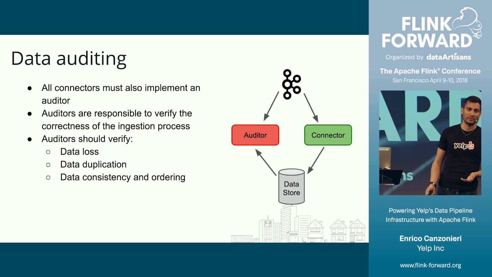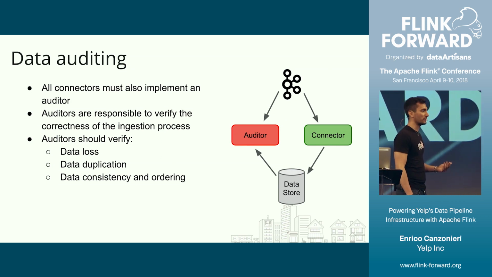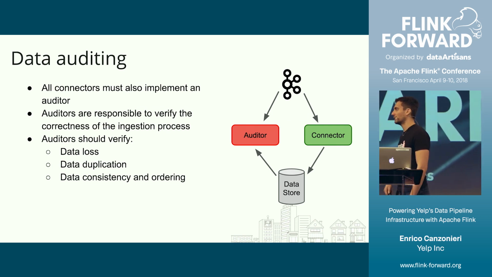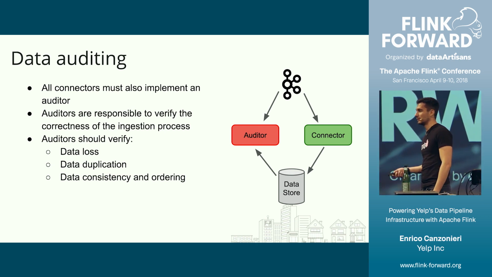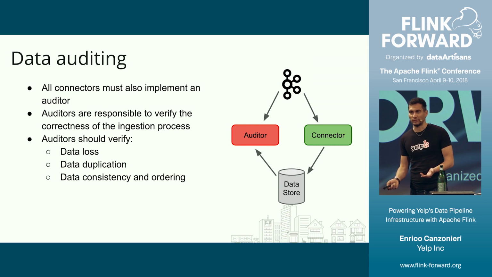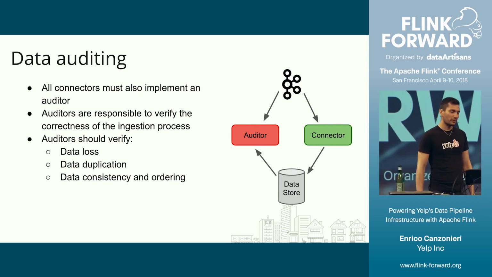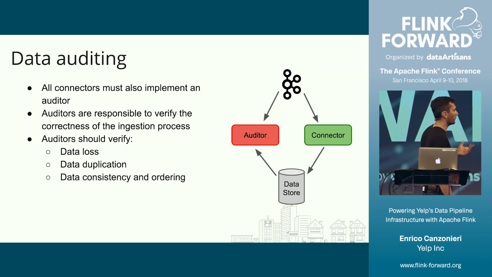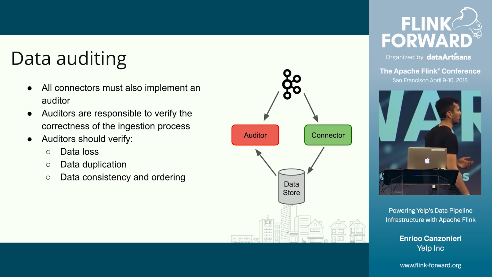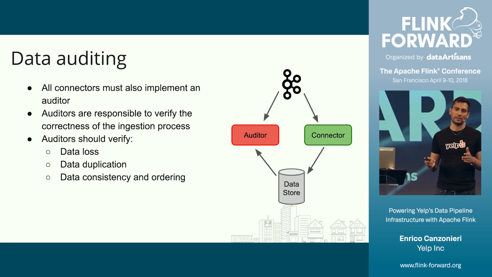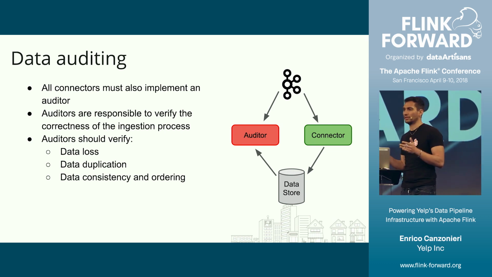If you can't trust the ingestion process into your data store, you can't trust the data that is in the data store at all. So imagine you're getting data into Redshift because then you want to use the data to train a machine learning model. If you can't trust the process that gets the data into Redshift, maybe there are duplicates, data loss. How can you trust the model you just trained? So for us, we have these auditors. The auditing process is mostly offline. It verifies data loss, duplication, and whenever applicable, consistency and ordering. It usually works by comparing chunks of data from the Kafka topic with the data in the destination data store.